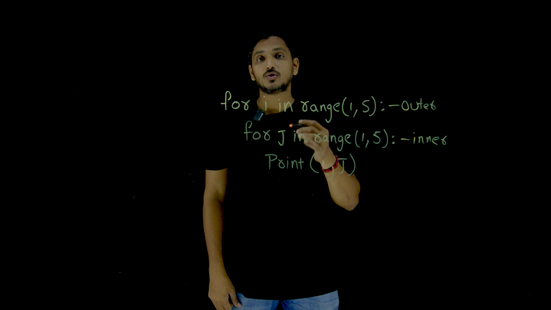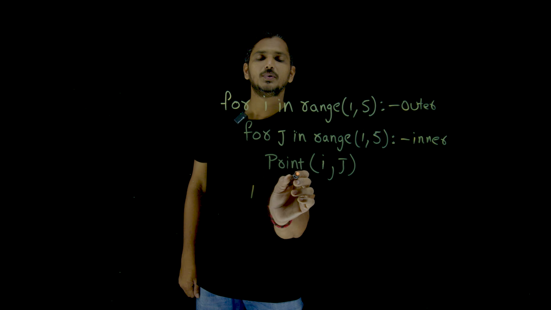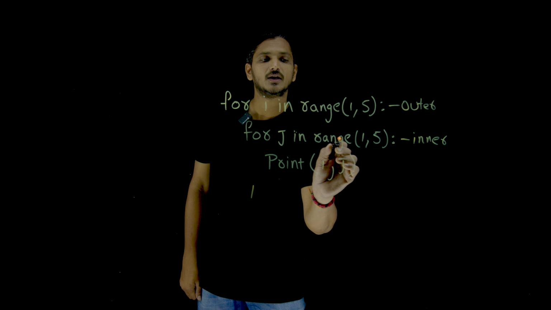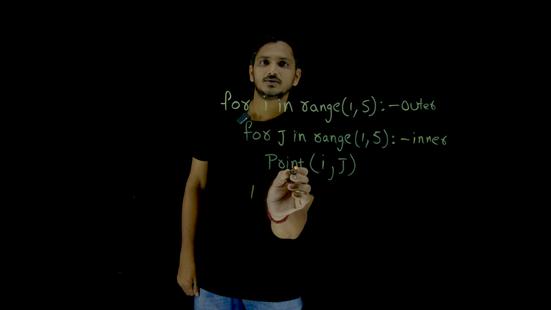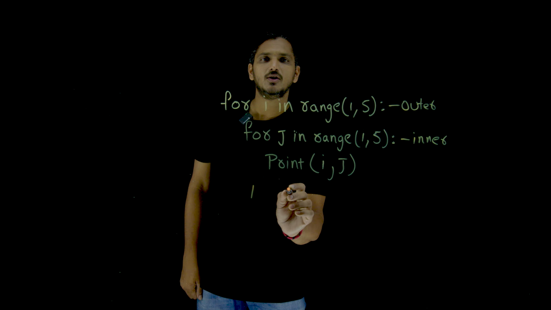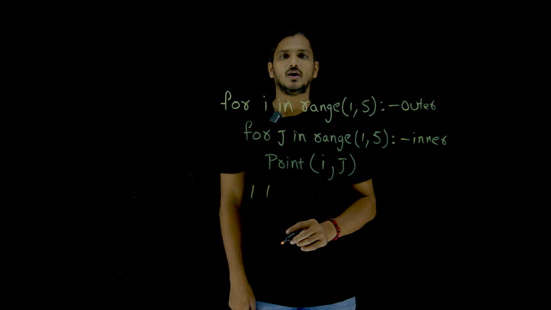So what is the output you are going to get? With i is equal to 1, the inner loop is going to execute 4 times. j in range of 1 to 5. Go inside. In this, print i comma j. What is the value of i? 1. What is the value of j? 1. So it is going to display 1, 1.